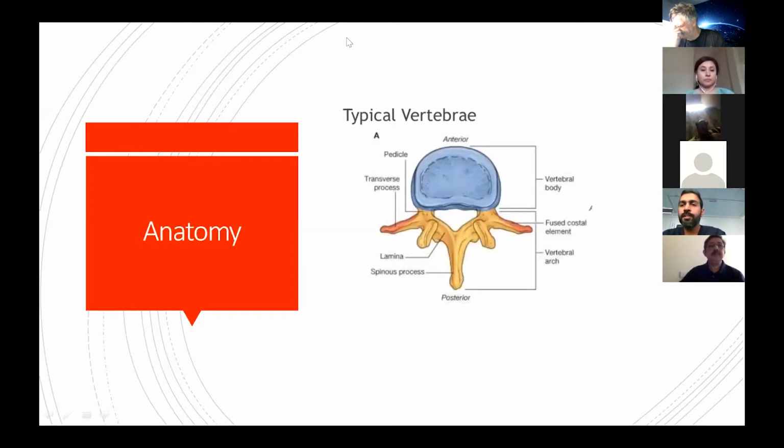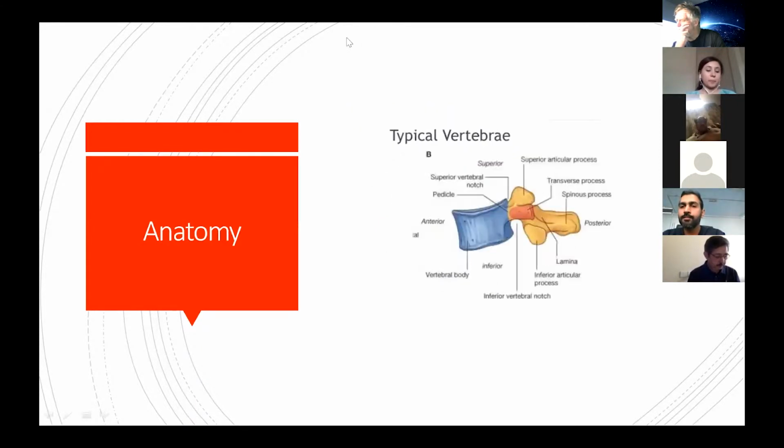The anatomy of a typical vertebra consists of the anterior column as well as the posterior column. The anterior column consists of the vertebral body, which is connected by a pedicle to the spinous process and then the lamina. From the lateral view, we have the vertebral body at the front, and then the transverse process, the spinous process, and we can also appreciate the superior articular process as well as the inferior articular process.